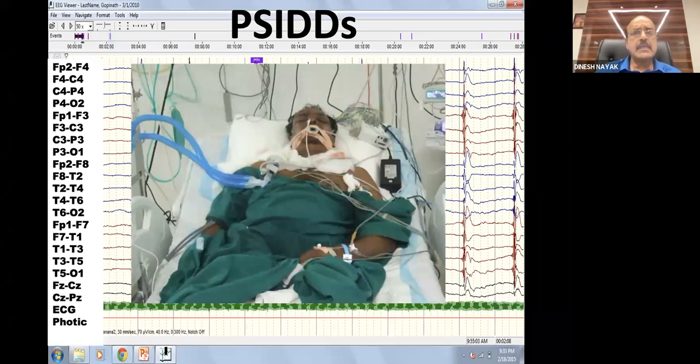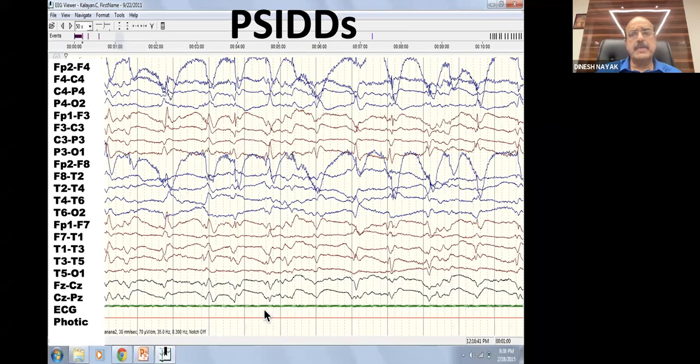This is a little more chronic condition. You can see the discharges are widespread, synchronized, in both hemispheres. They're short interval because they're less than 1 second, and that's continuous. So this is a periodic short interval diffuse discharge, classical of CJD. These are sharp waves and spike wave. This is the first diagnosis one has to make when one sees an EEG like this.